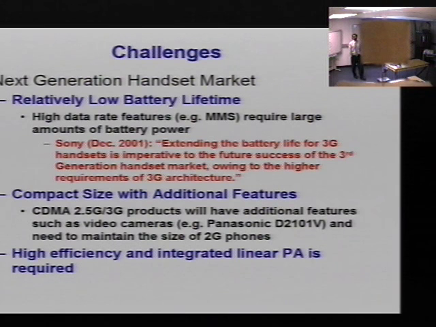No. Because actually the problem is that this 20 millisecond frame is actually a voice frame. Yes.